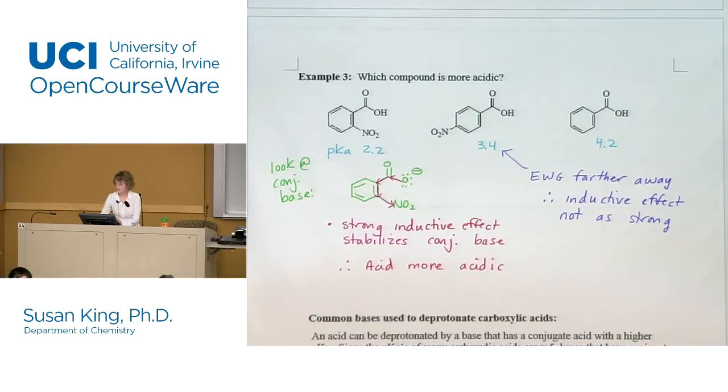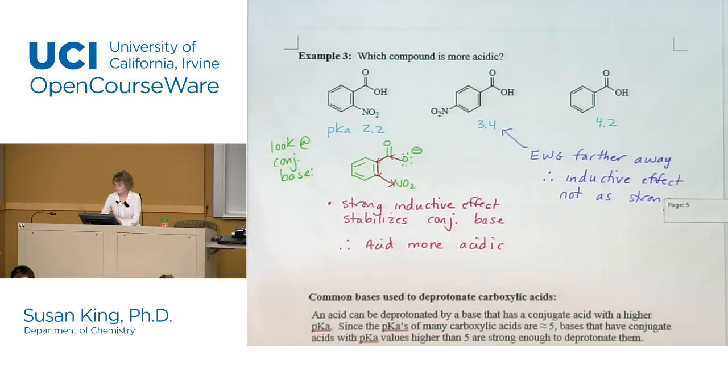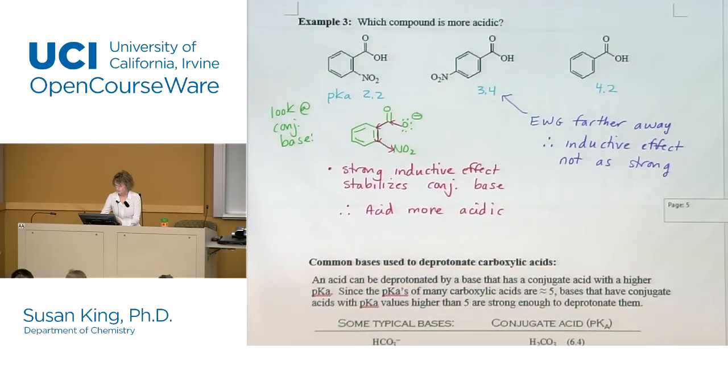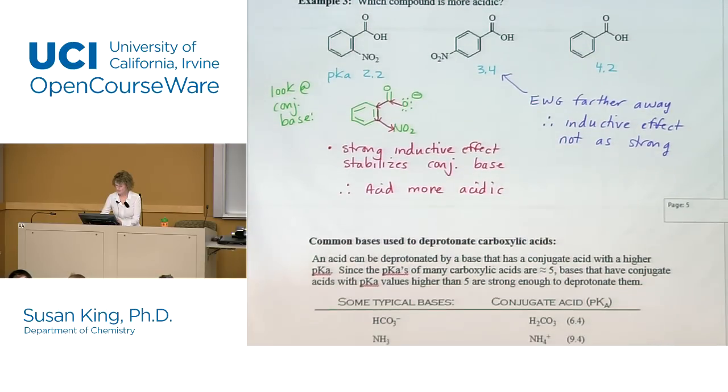All right, so this is going all the way back to chapter 2 on our acid-base chapter. So let's look at some common bases used to deprotonate carboxylic acids. You may run across these in the lab. Did you do an acid-base extraction? Was that last quarter or this quarter? Last quarter. So you encountered this in lab last quarter.